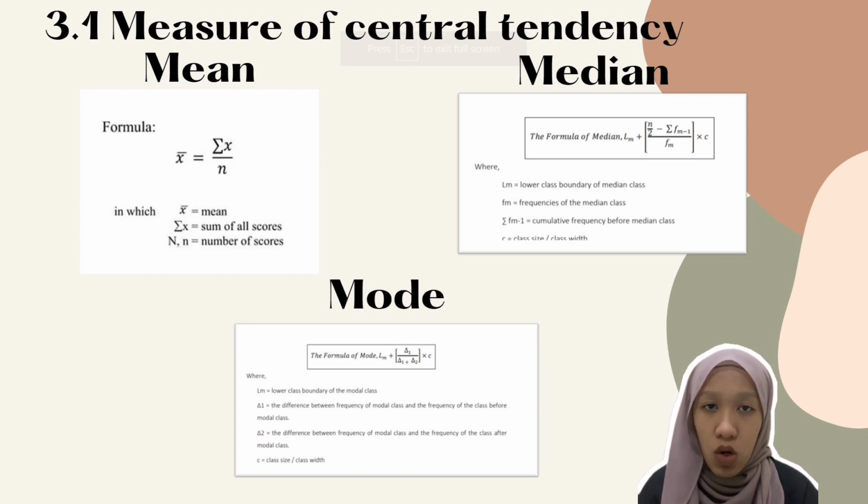The mode formula is the lower class boundary of the modal class plus, in parentheses, the difference between the frequency of the modal class and the frequency of the class before the modal class, divided by the difference between the frequency of the modal class and the frequency of the class before the modal class, plus the difference between the frequency of the modal class and the frequency of the class after the modal class, and multiplied by the class size.